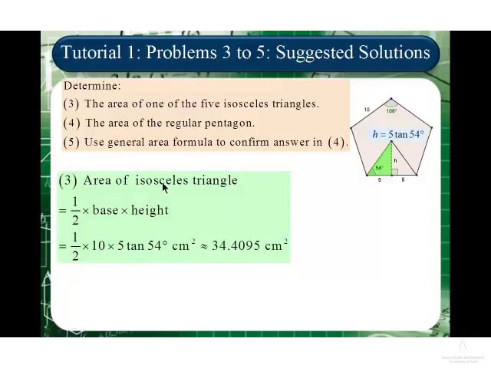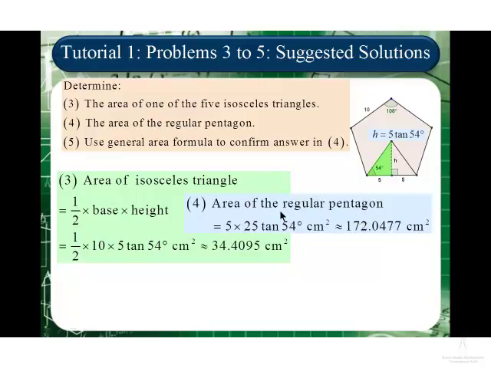Now, the area of the isosceles triangle in question would be half times the base times the height. So here we have it. Half times the side length is the base, in this case 10 centimeters. Times the height, which we have an expression for, 5 times tan of 54 degrees, which gives us more or less 34.4095 square centimeters. This represents the area of this particular isosceles triangle, and 5 of them actually covers the area for the pentagon, a regular pentagon in this case.